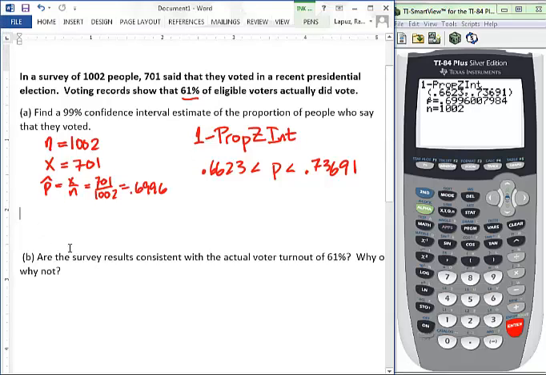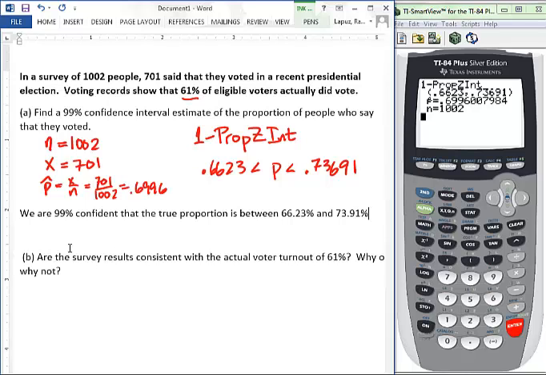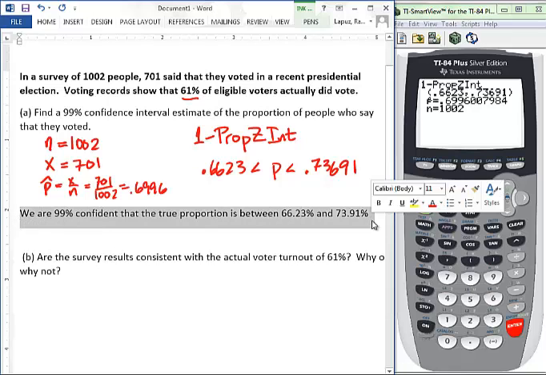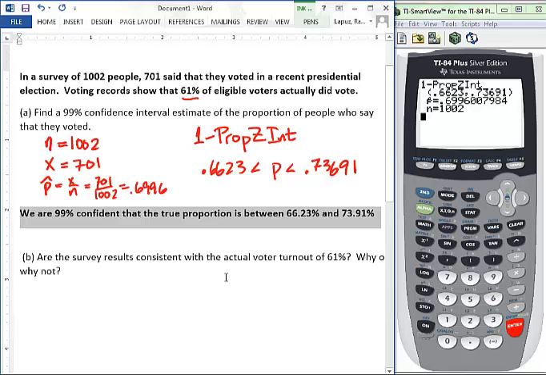Okay, so now the next thing to do is probably to write this in words. We can say we are 99% confident that the true proportion is between 66.23% and 73.91%. So this is a statement that we can make about our confidence interval.